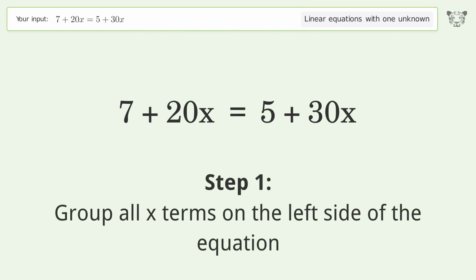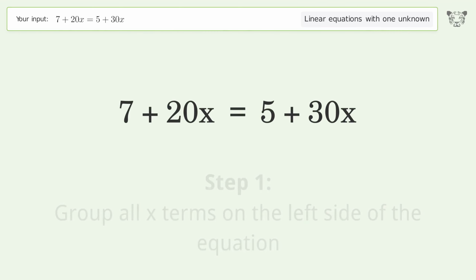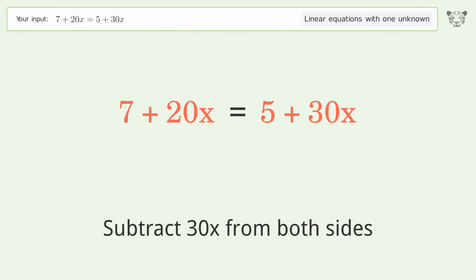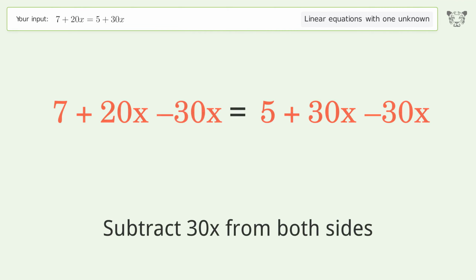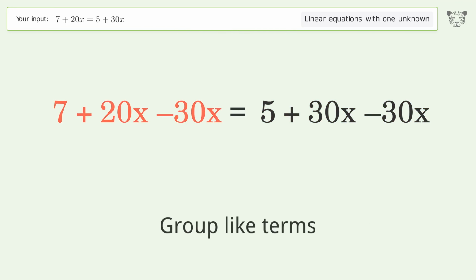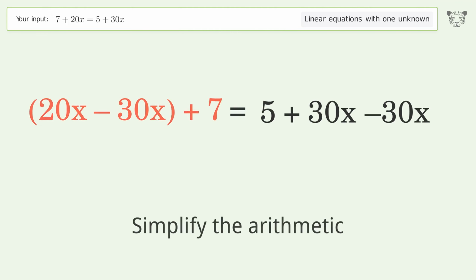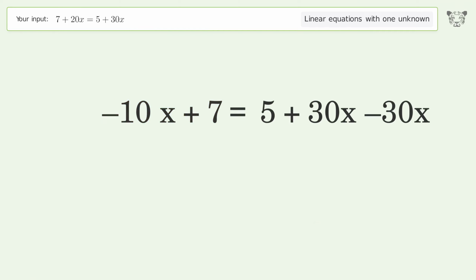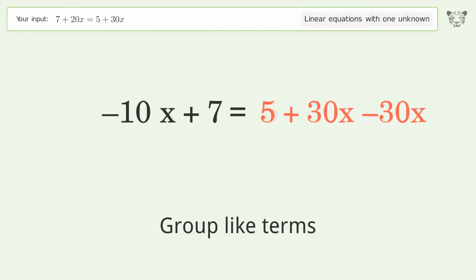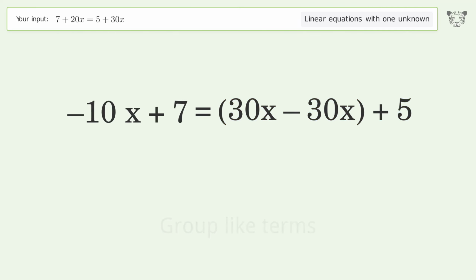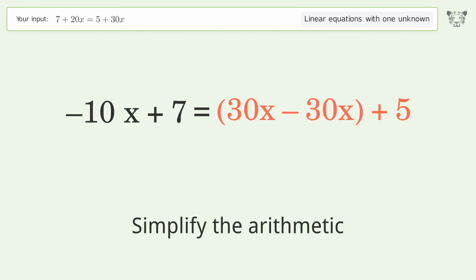Group all x terms on the left side of the equation. Subtract 30x from both sides. Group like terms. Simplify the arithmetic. Group like terms. Simplify the arithmetic.